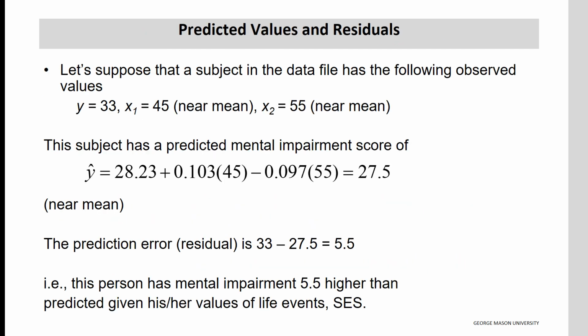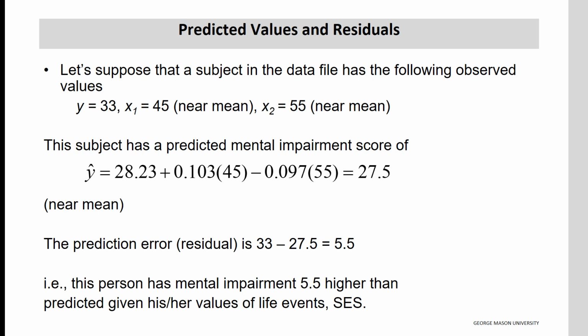Now that we have the regression equation, we can compute the value of y for specific values of x1 and x2. Let's suppose that a subject in the data file has the following observed values: y equals 33, x1 equals 45, where x1 is for adverse life events, and 45 here is close to the average value for the sample. And this subject has a value for socioeconomic status of 55, which is again near the mean, if you recall the information from the previous slide.